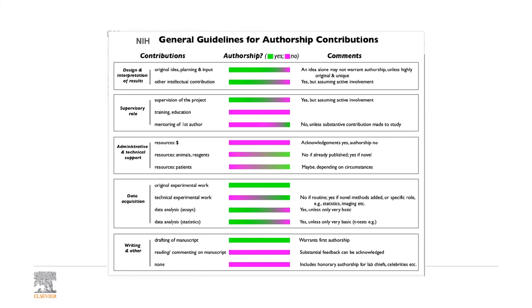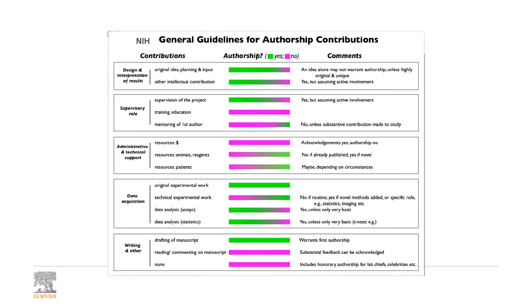Here's an interesting set of criteria from the National Institutes for Health in the United States on general guidelines for authorship contributions under five headings: design and interpretation of results, supervisory role, administrative and technical support, data acquisition, writing, and other. Where it's green, it means you have the go-ahead to be an author. Where it's purple, it means you shouldn't be an author.